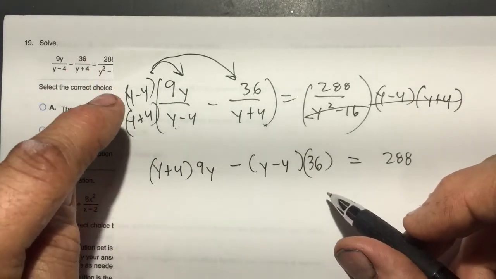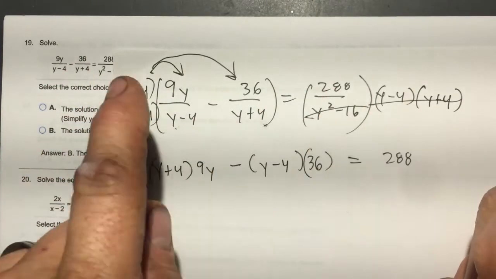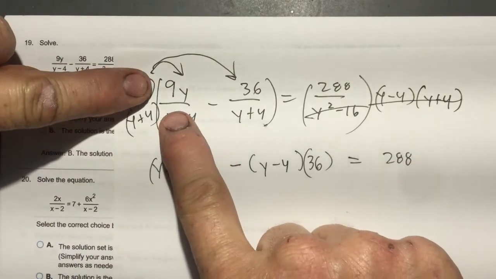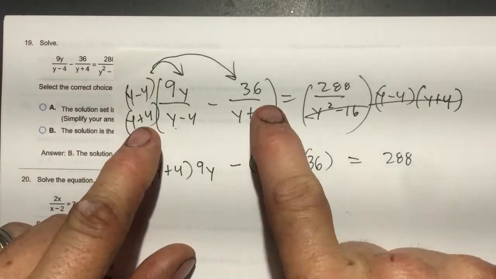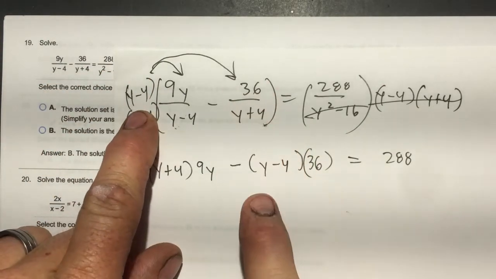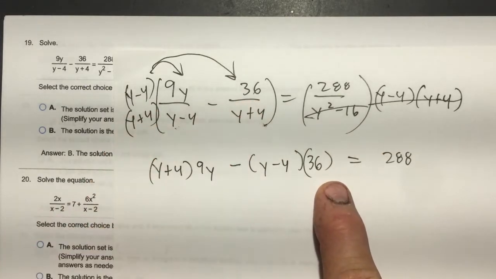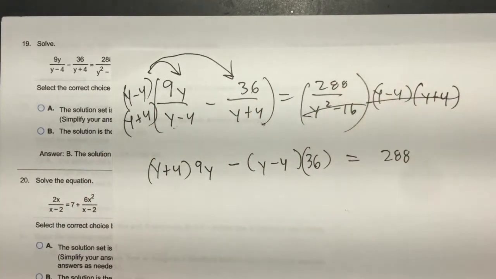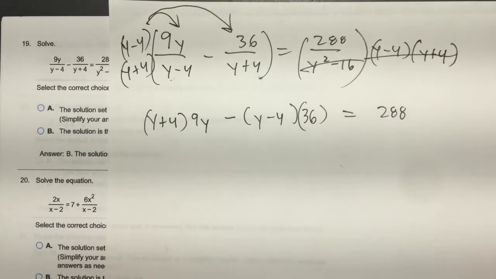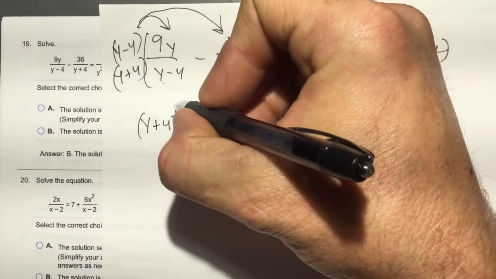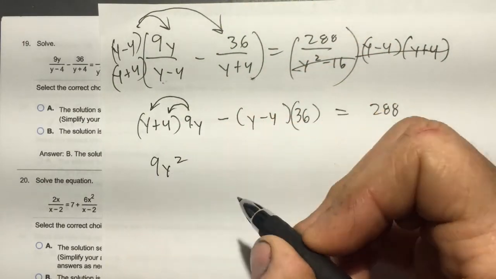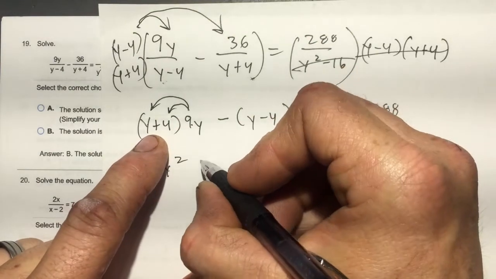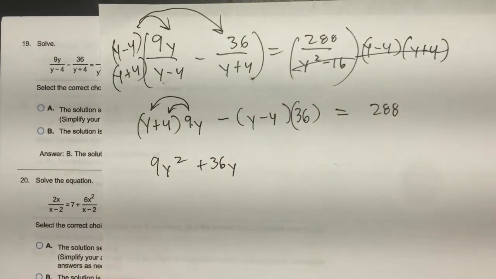Okay, so again, I multiply y minus 4 and y plus 4 on both sides. The y minus 4's cancel, so I have y plus 4 times 9y minus, when I distribute over here, the y plus 4's cancel, so I have y minus 4 times 36. Here, all this cancels, so I got 288. So there's what I have, and all my denominators are gone. So I have to distribute. 9y times y is 9y squared. 9y times 4, 36y. Okay, I'm going to distribute here.